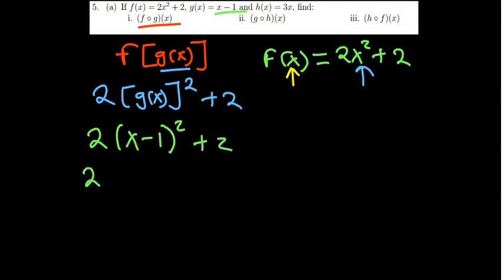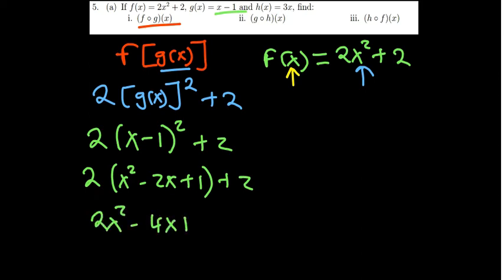At this point, I'm able to expand it. x squared minus 2x plus 1 plus 2. 2x squared minus 4x plus 4 after adding 2 plus 2. So what is our result?